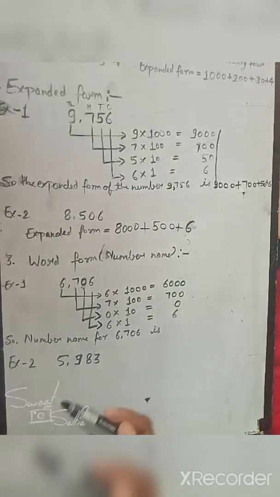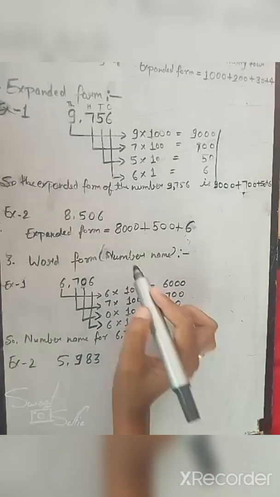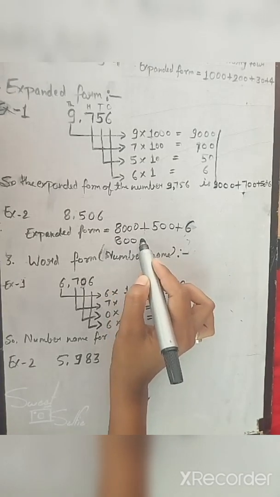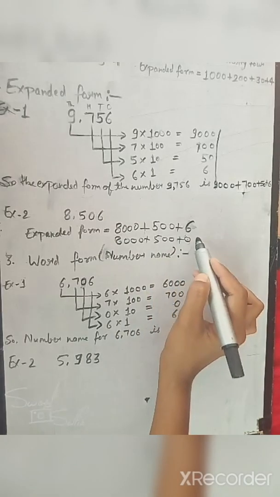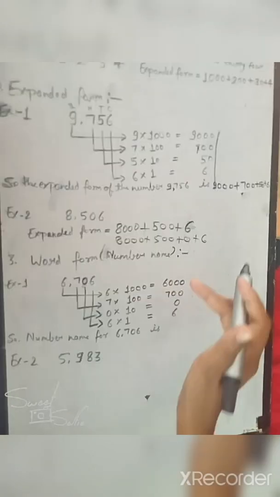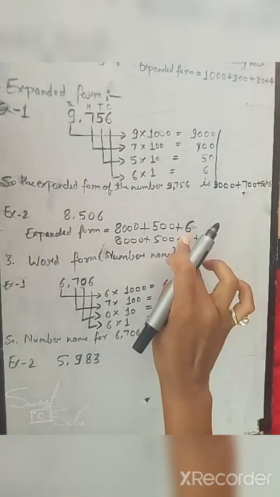Now you may think, why can we not write 0? If you write 0 here, there is no meaning of 0. So that is why we can erase it. Okay.